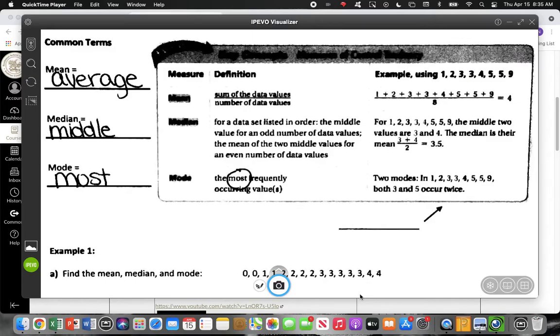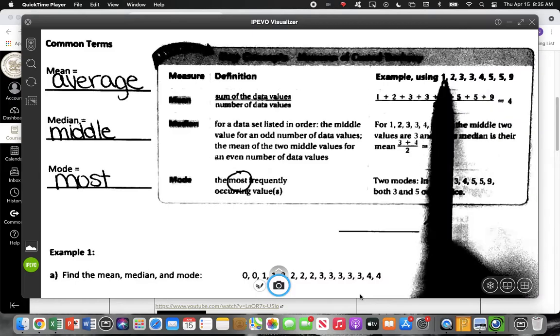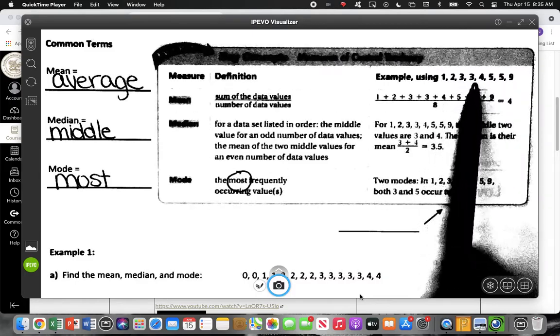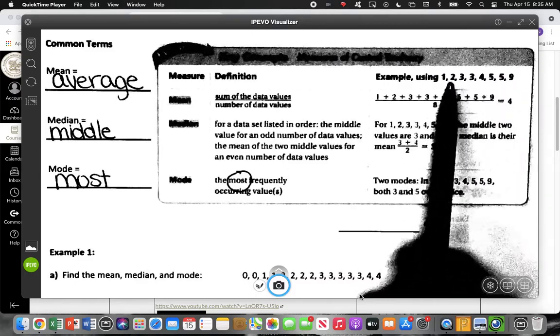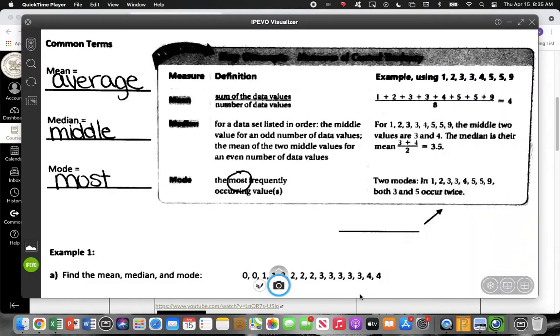So whenever you're finding the average, you are going to calculate. If we have this list up here, you add every single one of these numbers, and since there are 8 numbers in the list, we divide by 8 and we get an average of 4.